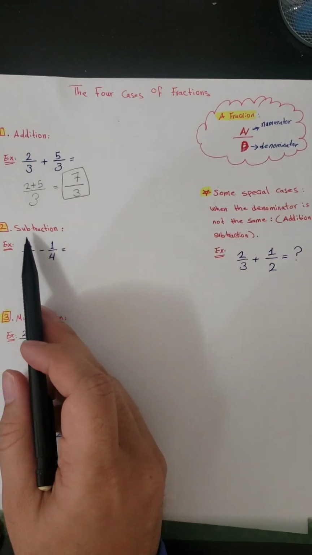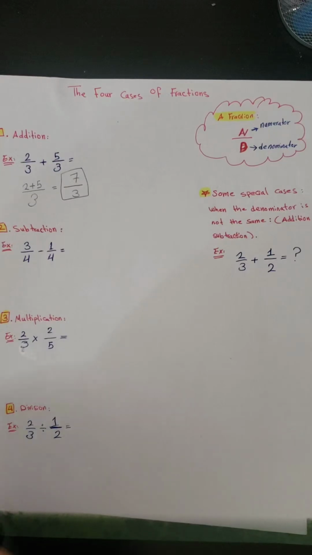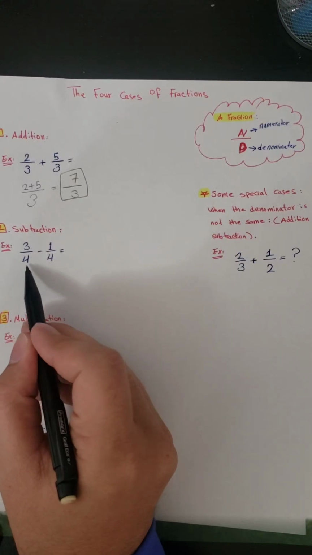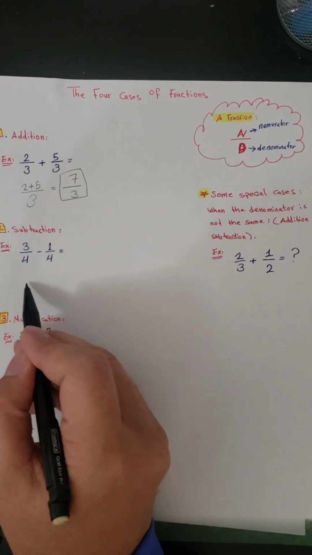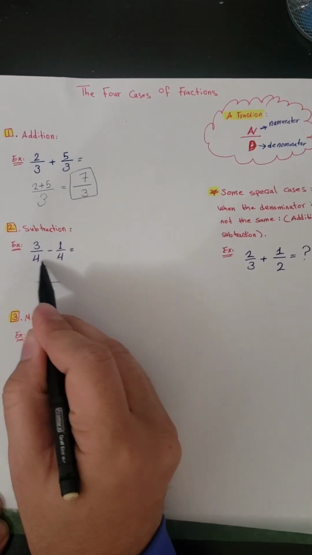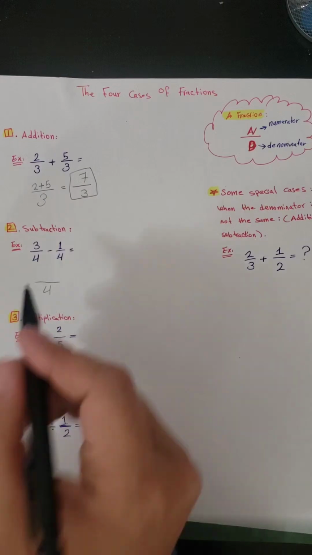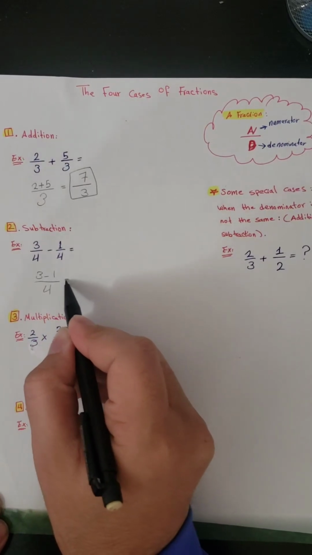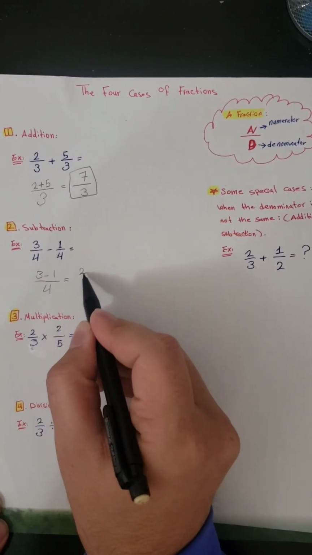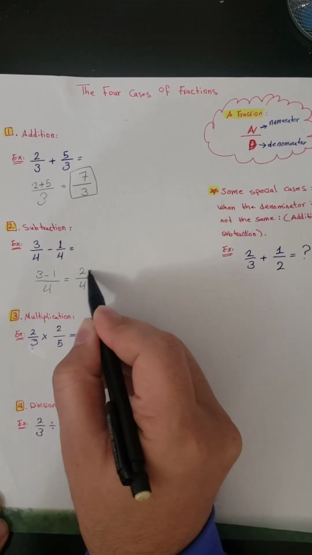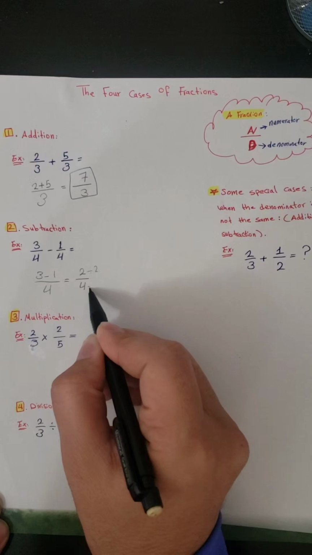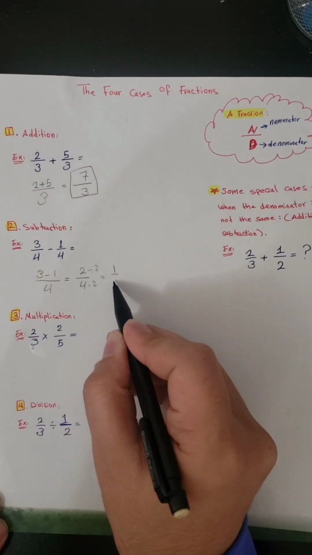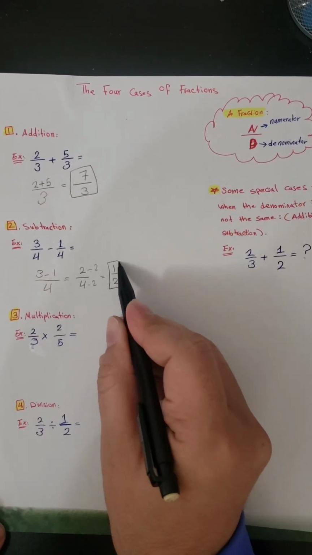Now we move on to our second case, which is subtraction. We do the same thing, but here we subtract. So we look first at the denominator. If it's the same, we draw a line and put 4 because it's the same. Then we subtract the numerators. 3 minus 1 is 2 over 4. We can simplify this by dividing both sides by 2. 2 divided by 2 is 1, and 4 divided by 2 is 2. And this is the answer.